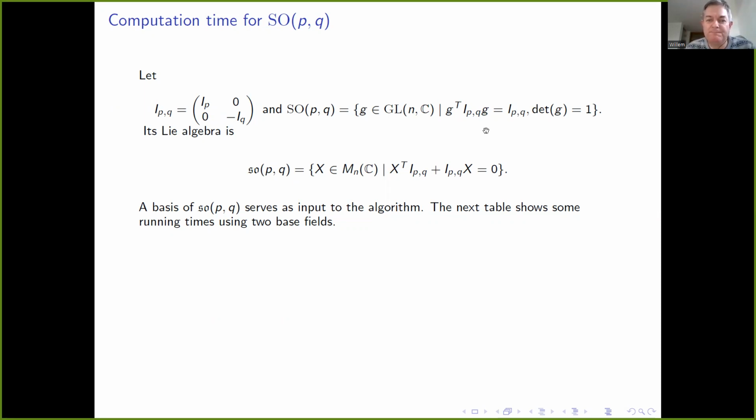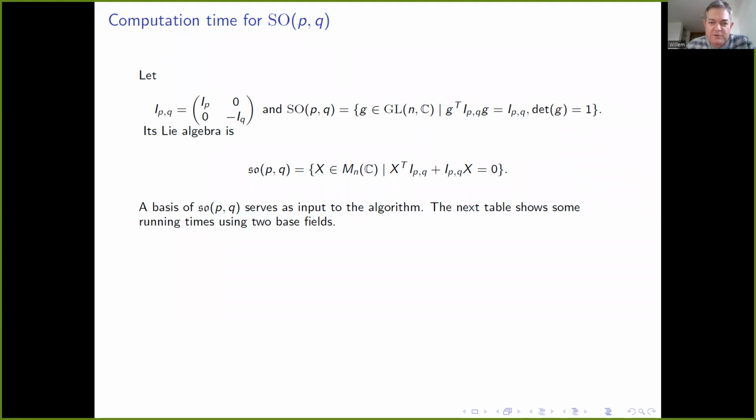So the equations for an n times n matrix to lie in this group are just G transpose times IPQ times G is equal to IPQ, and the determinant you want to be 1. And its Lie algebra is this thing here. It's not so difficult to figure out what the basis of the Lie algebra is. So SOPQ, and that basis serves as input to the algorithm.